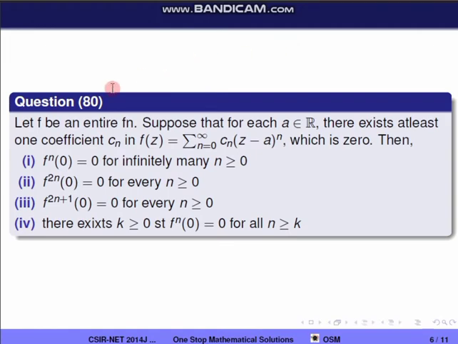Next question, question 80. Let f be an entire function. Suppose that for each a element of R, there exists at least one coefficient Cn in f of z is equal to sigma n is equal to 0 to infinity Cn (z minus a) whole power n, which is 0, then. So we are given a Taylor series expansion of entire function with certain conditions. So we have to check which of the following is correct. Now we will check how to do this question.